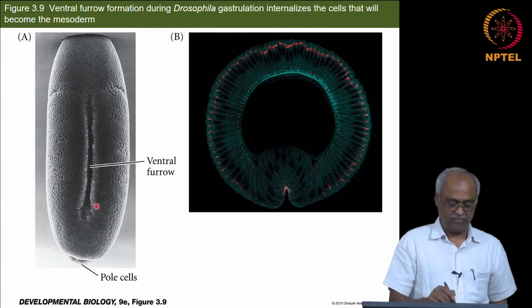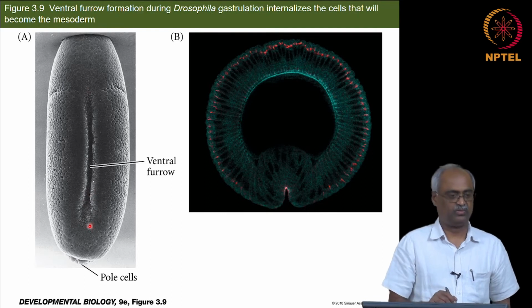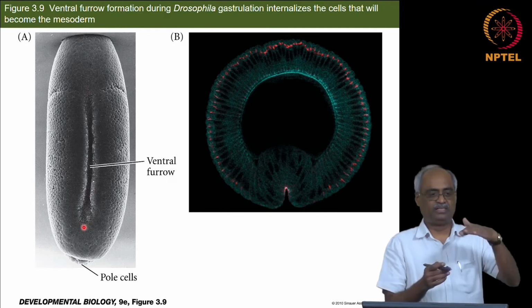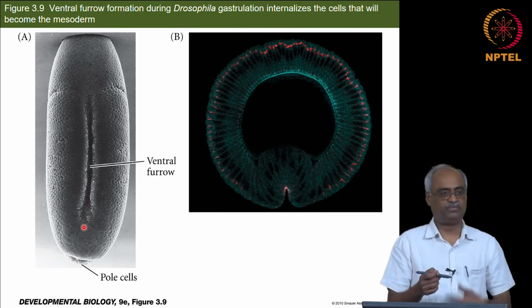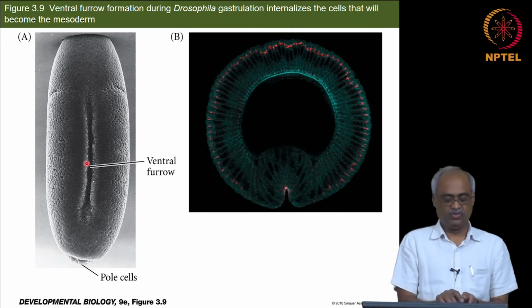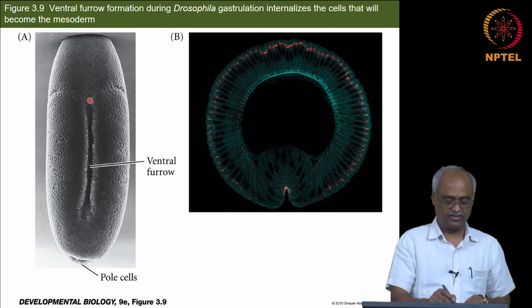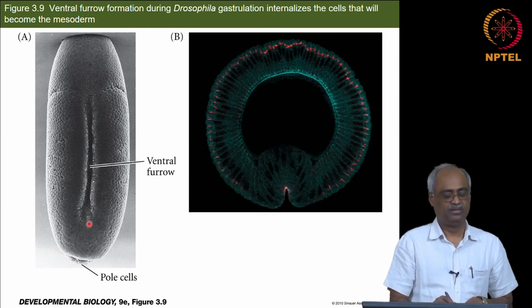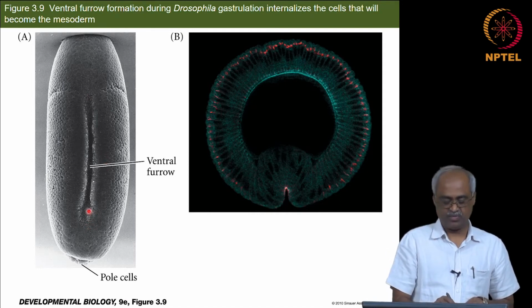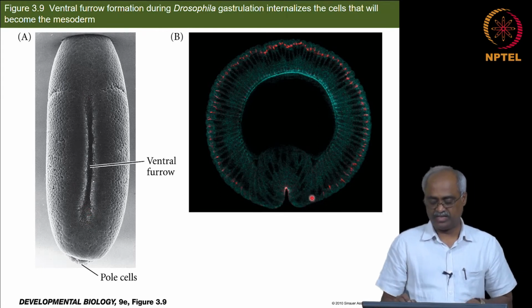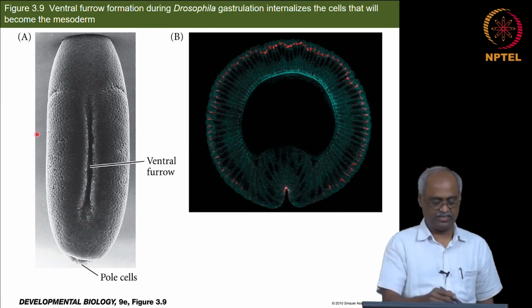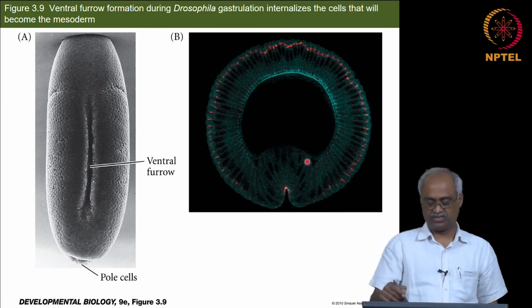This is an SEM image of a Drosophila embryo showing you the ventral furrow. It is at the base of the embryo, on your front belly side. Those ventral mesodermal cells start to migrate inward, and that is how this furrow forms. This migration is made possible by a change in the shape of the cells here. It is like if you cut here and look at the cross section.